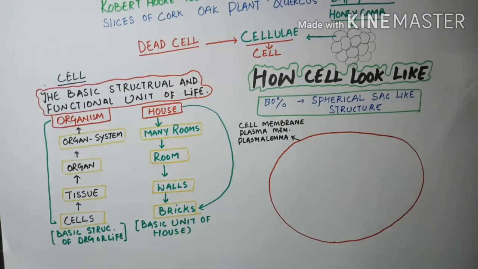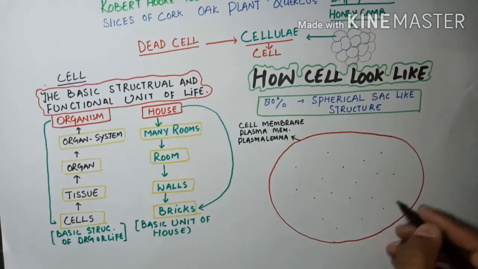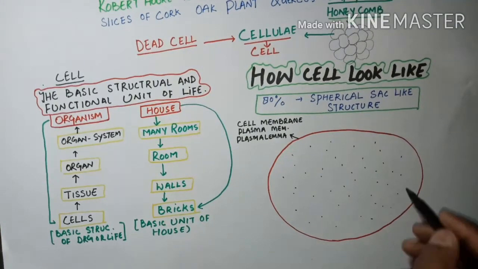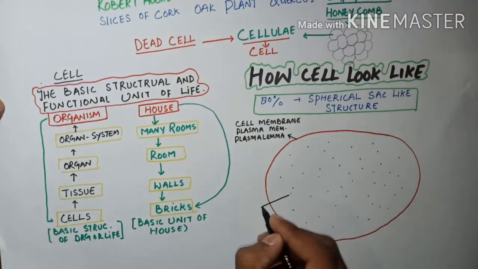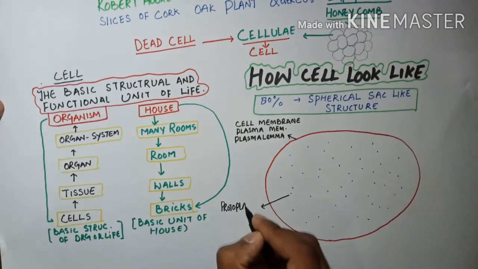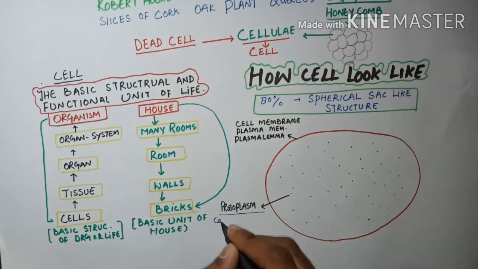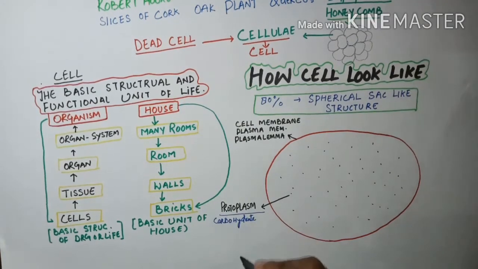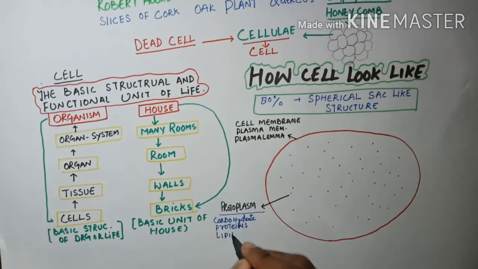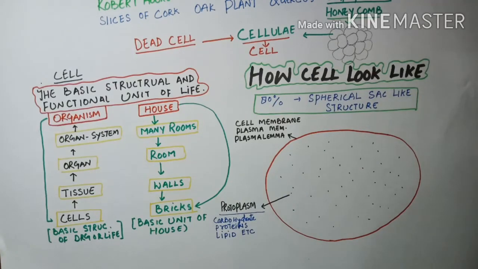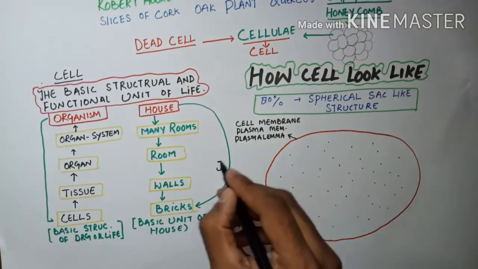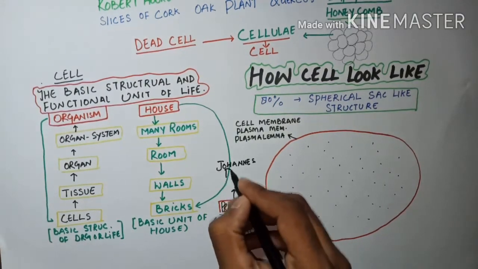Inside this covering, which is the external covering of the cell, there is a gel-like material. This gel-like material is known as protoplasm, and this protoplasm is mainly composed of carbohydrates, proteins, lipids, etc. And the term protoplasm was given by Johannes Purkinje.